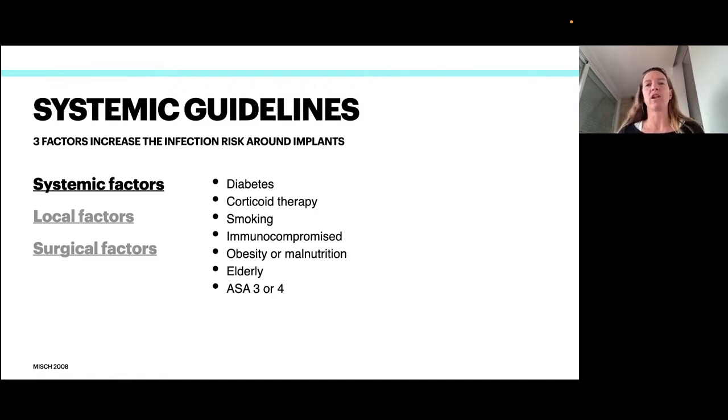So again, whenever needed, try to make your patients change this kind of risk that they have. Diabetes, try to control diabetes. In terms of smoking, try to avoid smoking, or make them aware that smoking habits can increase the risk around the implants and diminish the success rates of implants. So if they can quit smoking, better. All of these we have to take into consideration.